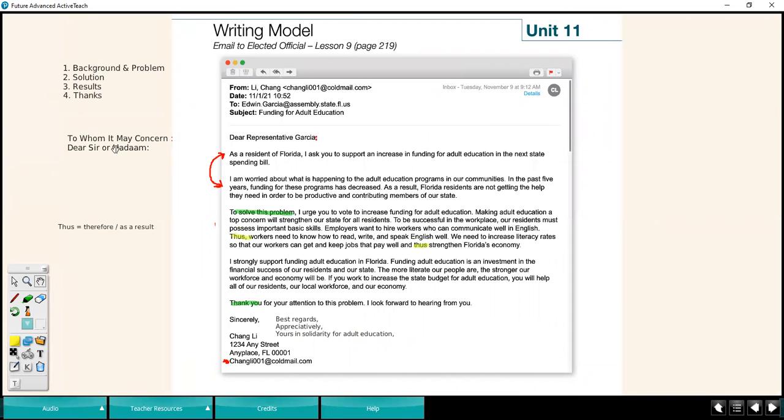Other formal greetings, if you don't know the name of the person that you're writing to, you can use "to whom it may concern." And notice here that every word is capitalized because this represents a name. We don't know the name, but names and titles should be capitalized. And so "to whom it may concern" should be capitalized. You can use "dear sir or madam." We don't capitalize "or," but we do capitalize "sir" and "madam." And notice in my examples here, I'm also using the colon, not the comma.